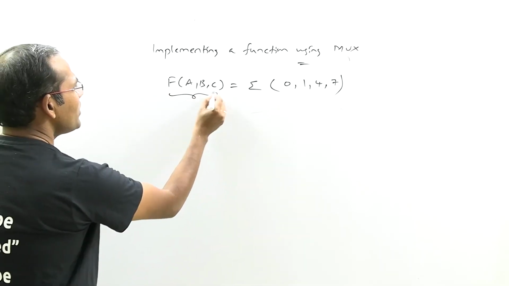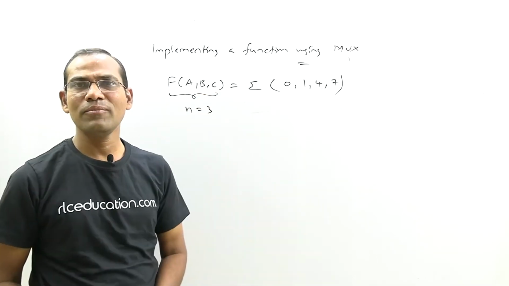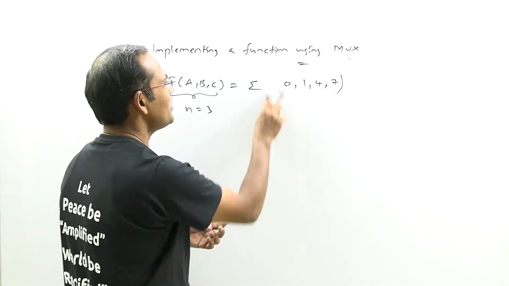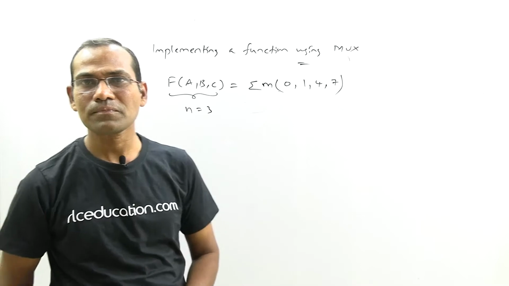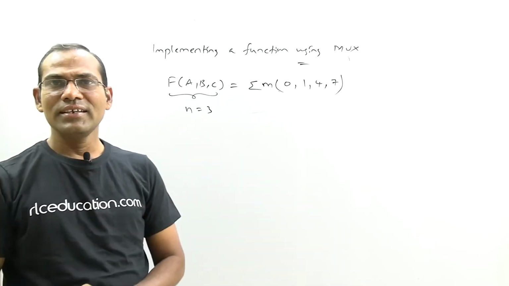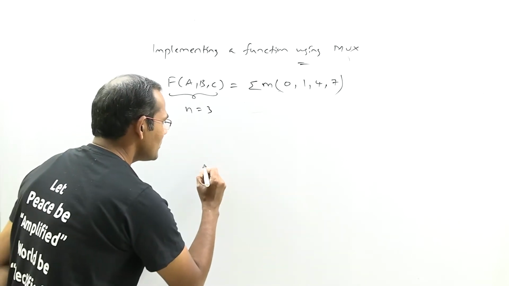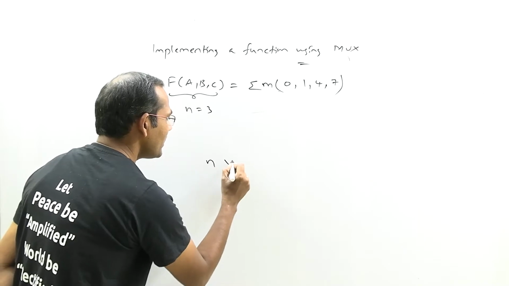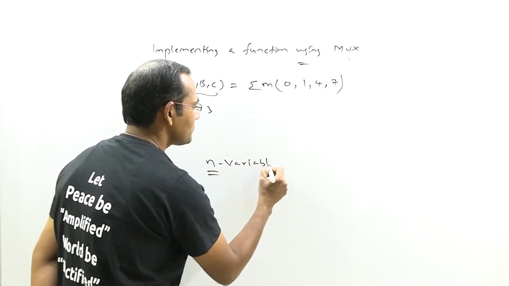Here the number of variables are 3, A, B, C. It contains 3 variables. So sigma of min terms, sorry, here m is missing. Small m means min terms. The general procedure is like this. Suppose I am implementing an n variable function.